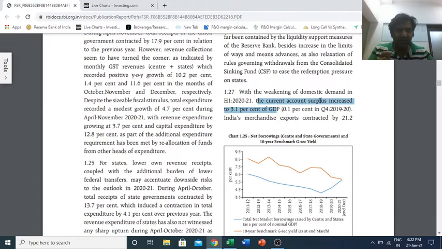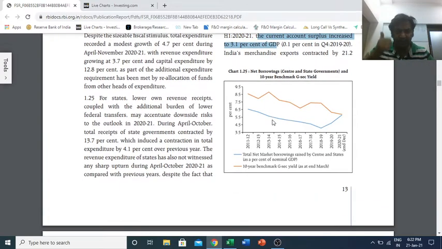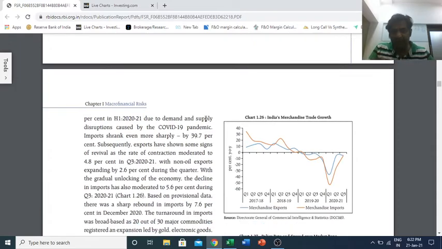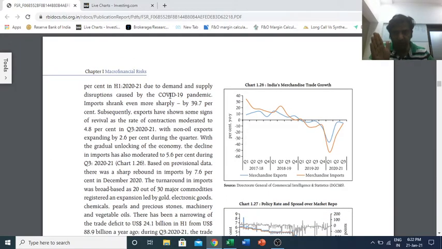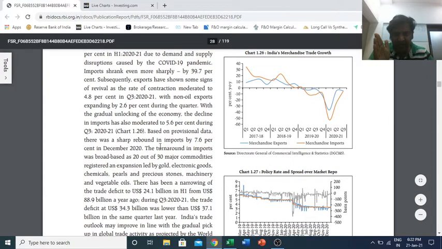So with the current account surplus increasing, that means we exported more and imported less. So that's one good thing at the current account level. Now if you look at this chart, this is what they have explained here, chart 1.26. So we'll directly look at the chart.